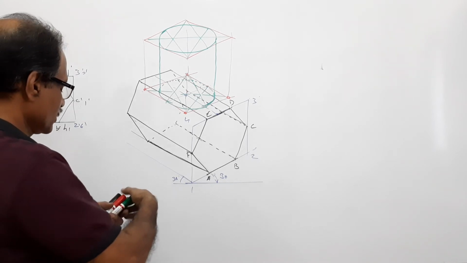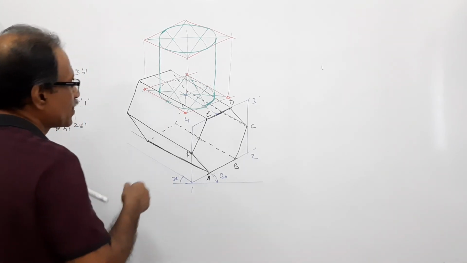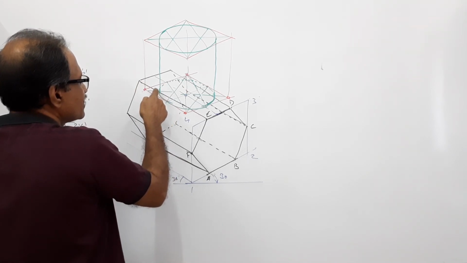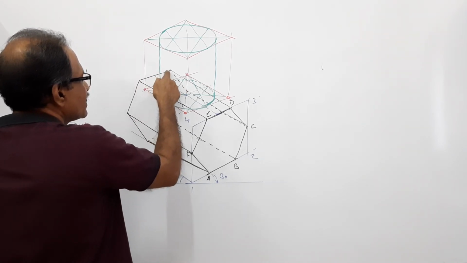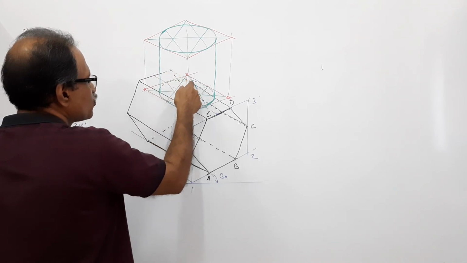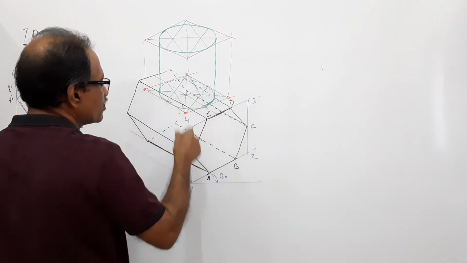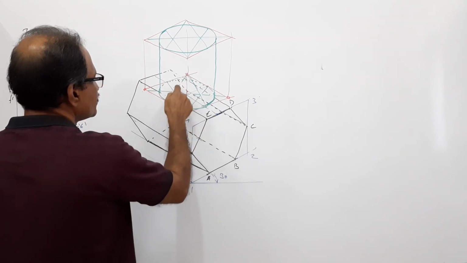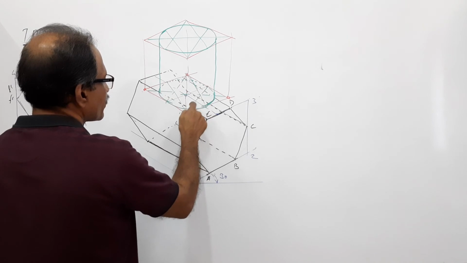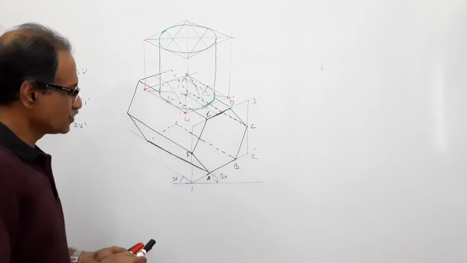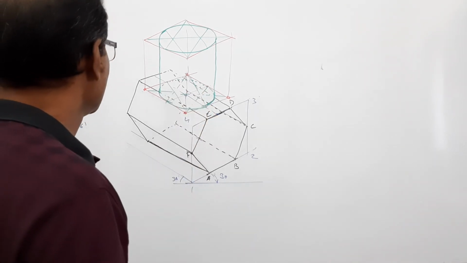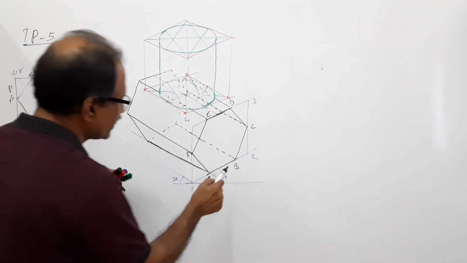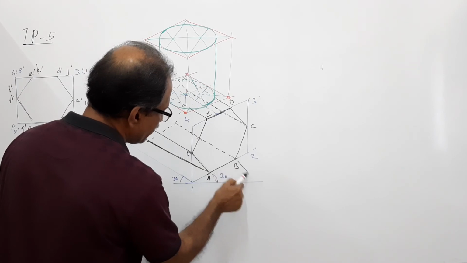Now, what about the prism? The prism edge. This is the cylinder. Inside the cylinder, these portions of the prism will be invisible. This also will be invisible. You have drawn the prism and the cylinder. You can mark the dimensions.